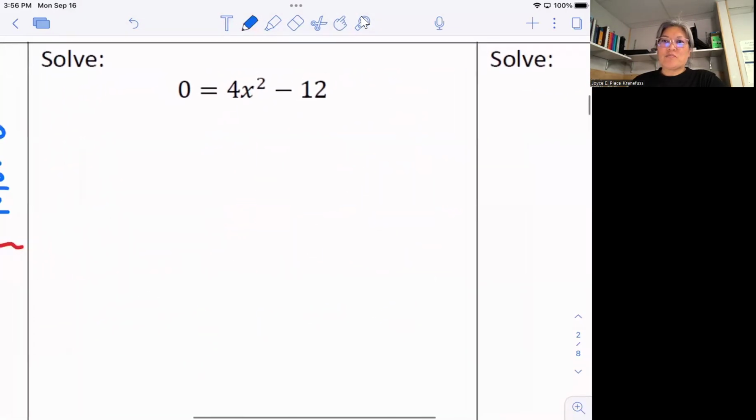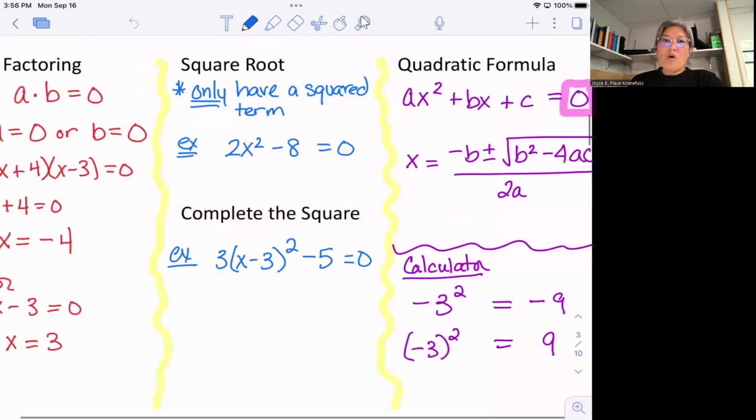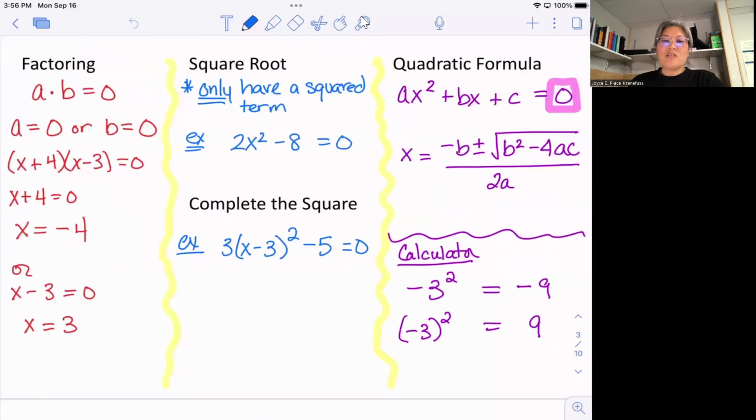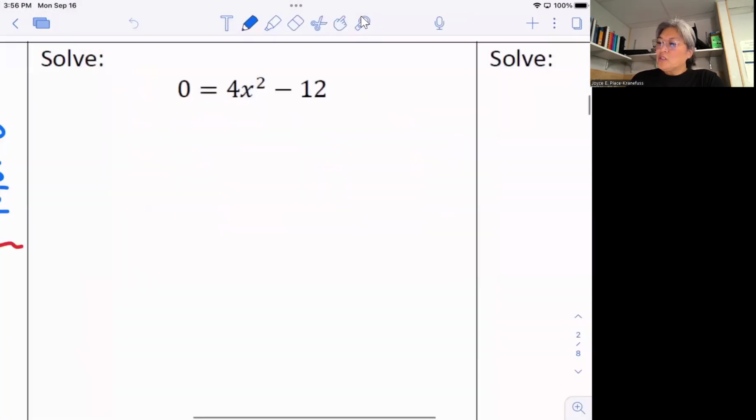Second question. Is there an x term? No x term. Since there is no x term, what method should we have used to solve it if these are the three methods of solving? Ding, ding, ding. You should have used square roots. So we're going to use square roots by adding 12 to both sides.